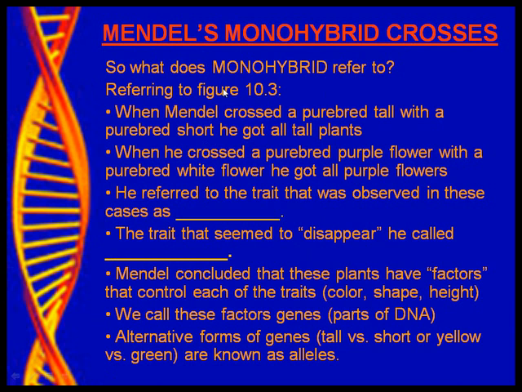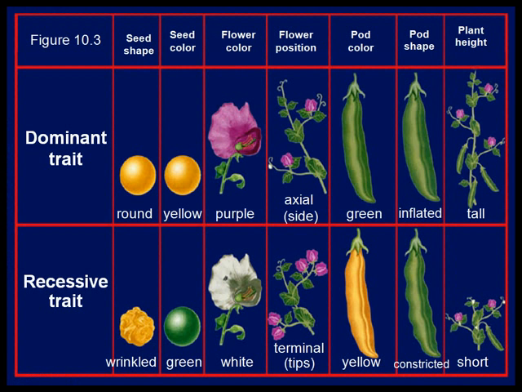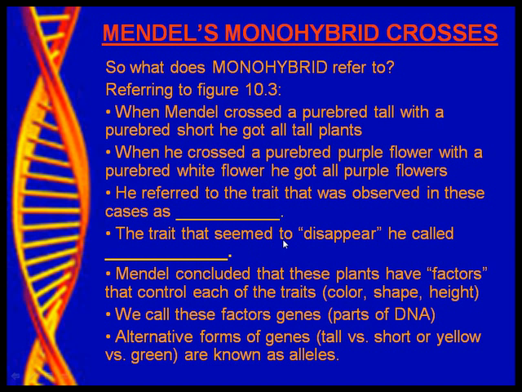So what does monohybrid refer to? Basically, we're talking about information from this table right here. It's all dominant and recessive traits from pea plants. We'll get to that in just a second. But basically, when Mendel crossed a purebred tall with a purebred short, he got all tall plants, 100% tall plants. You would think that he'd get some kind of medium or in-between height. But then again, when he crossed a purebred purple flower with a purebred white flower, again opposite, you would think somewhere in between, maybe polka dots or something, but no, you get all purple flowers.